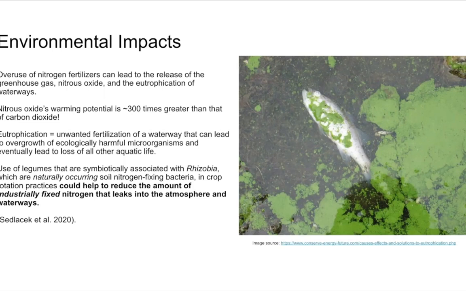The use of legumes that are symbiotically associated with rhizobia, which are naturally occurring soil nitrogen fixing bacteria, in crop rotation practices may help reduce the amount of industrially fixed nitrogen that is used, and that leads to loss of nitrogen into our atmosphere and waterways.